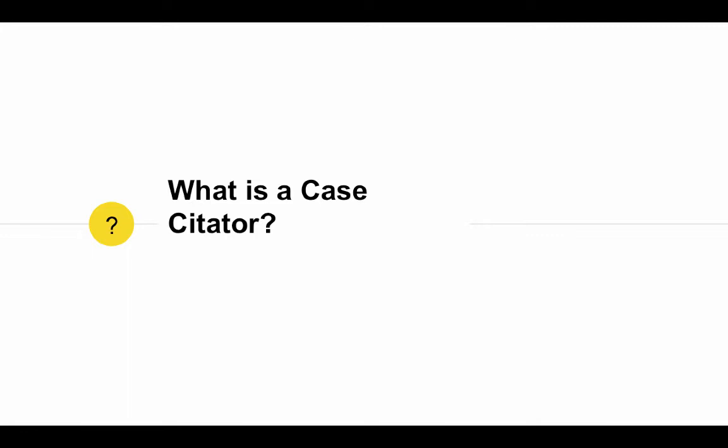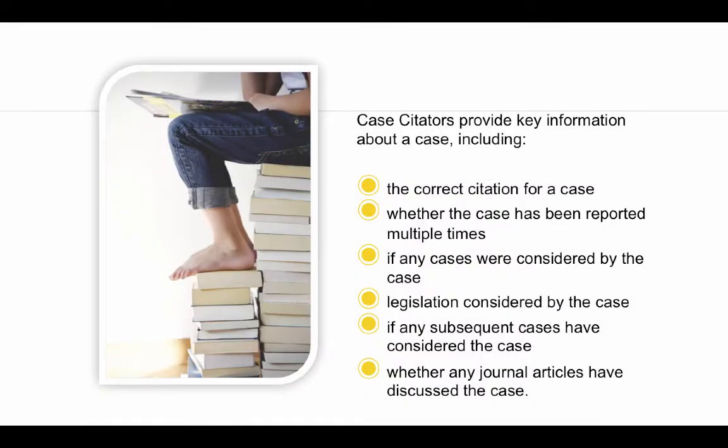Case citators are important tools for legal research. They provide you with key information about a case, including the correct citation for a case, whether the case has been reported in multiple volumes, if any cases were considered by the case, any legislation was considered by the case, and also if any subsequent cases have considered our case, and whether any journal articles have discussed the case.